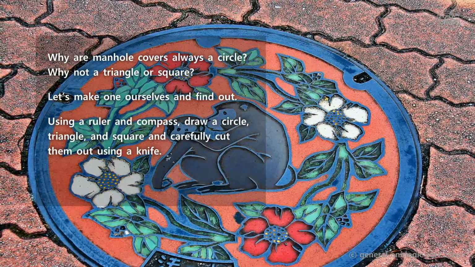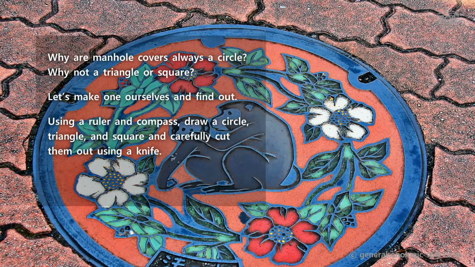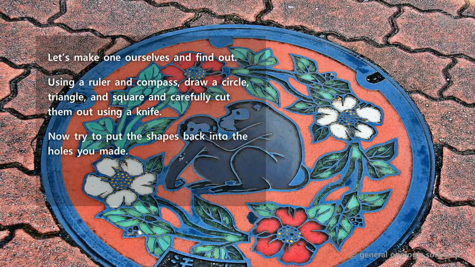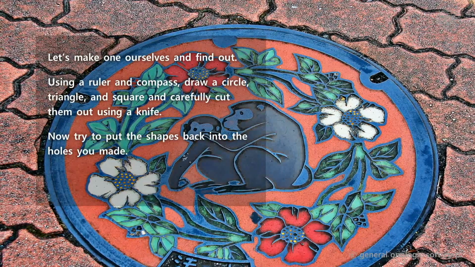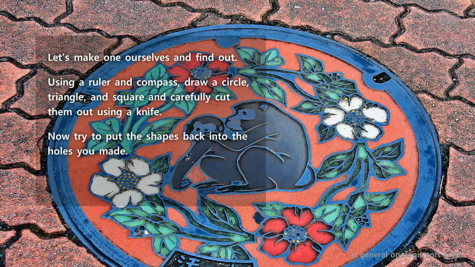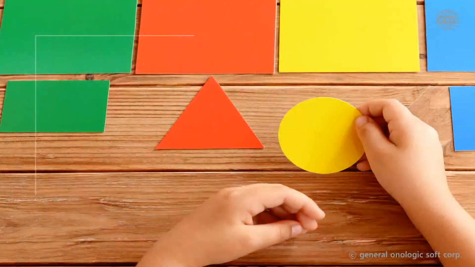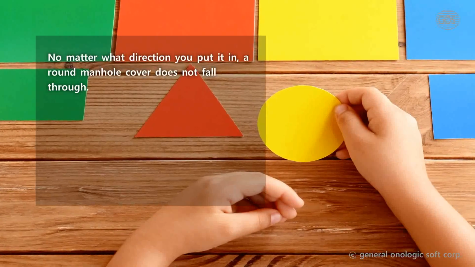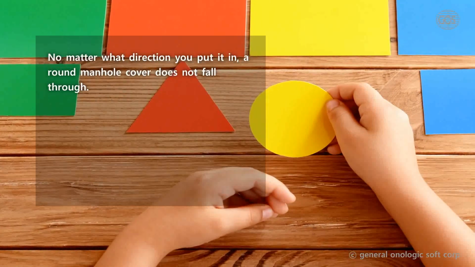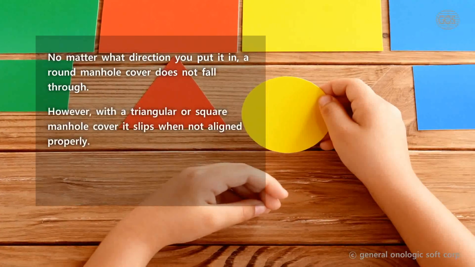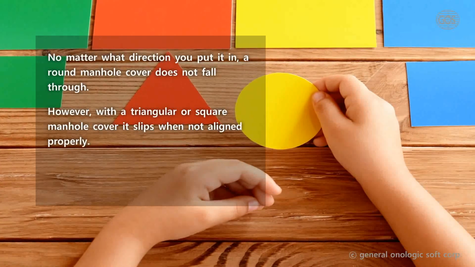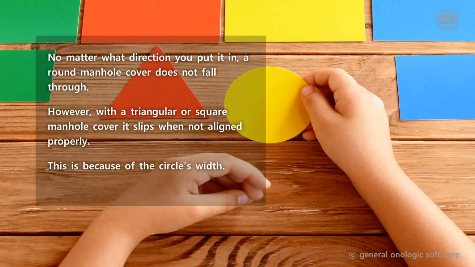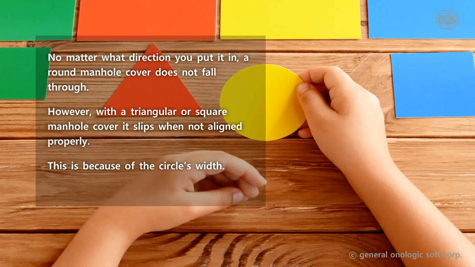Using a ruler and compass, draw a circle, triangle, and square and carefully cut them out using a knife. Now try to put the shapes back into the holes you made. No matter what direction you put it in, a round manhole cover does not fall through. However, with a triangular or square manhole cover, it slips when not aligned properly. This is because of the circle's width.